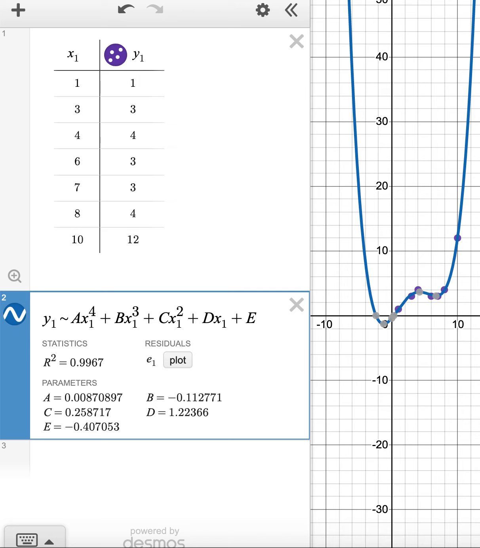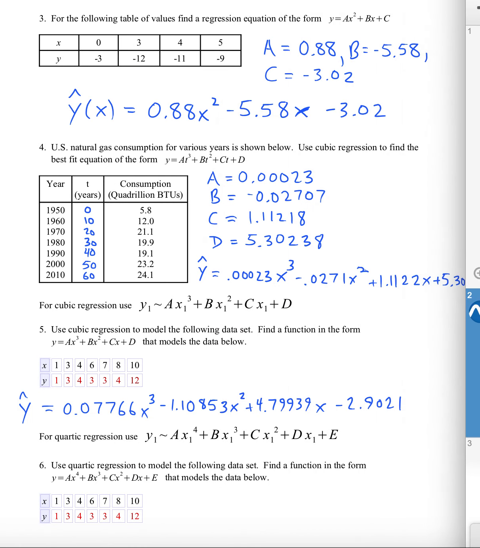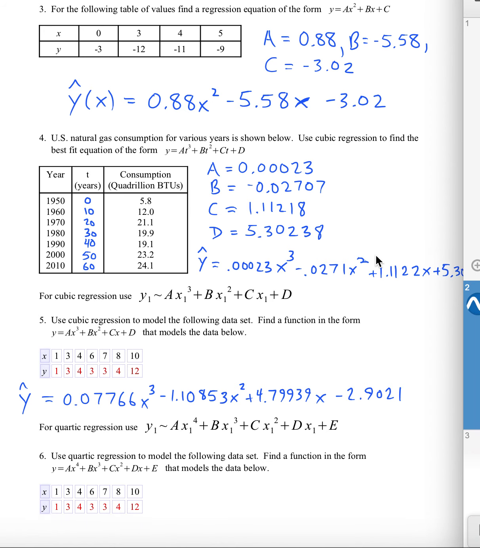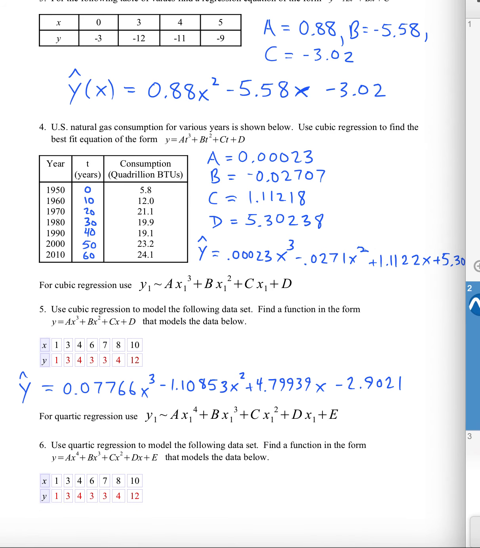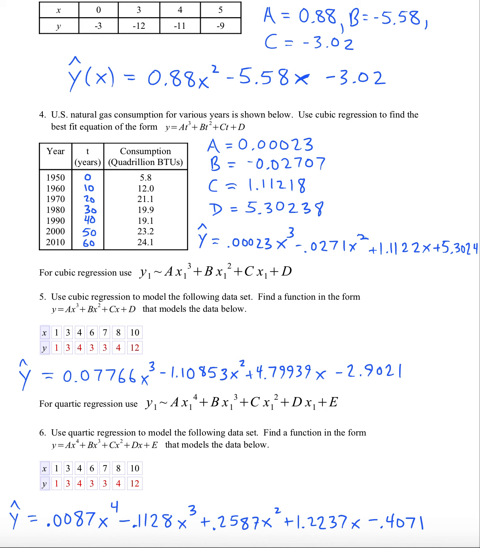Okay, wow. So this time our data is fit very closely to the curve, and our r squared went up. It went up to 0.9967. So it turns out that the quartic regression is actually a little bit better fit than the cubic. So let's write that model down now. And that'll do it.